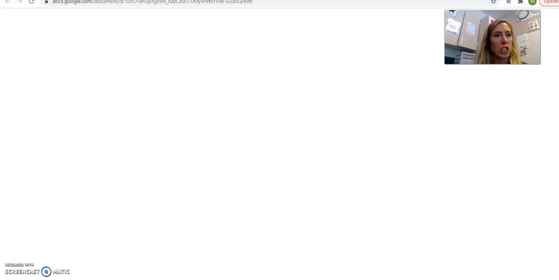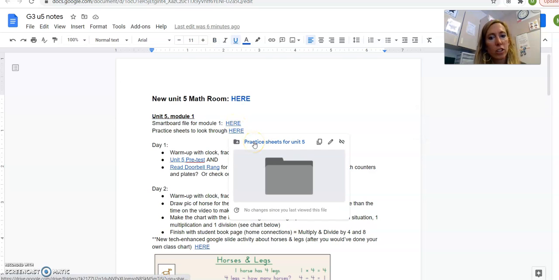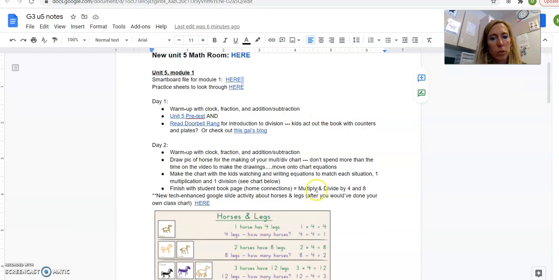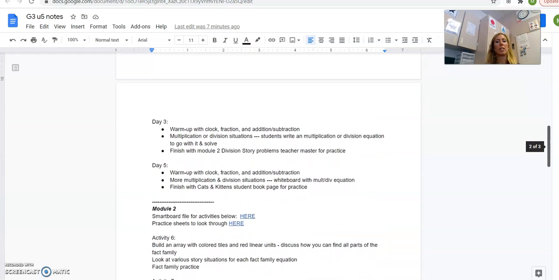If I go back to the notes, so you'd start out Unit 5 Module 1. Here's the Smartboard file for that, practice sheets. This is just going to give you a file for you to look through of all the different practice sheets there are, so you find the one that looks good to you that I've downloaded. In the Smartboard file, it is similar to last year's. I looked through last year's stuff and this year's stuff and added on or took away some things there.